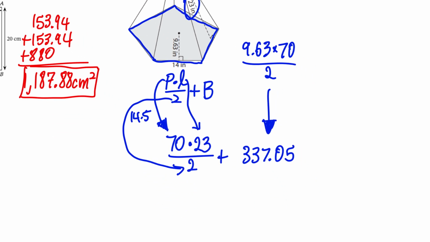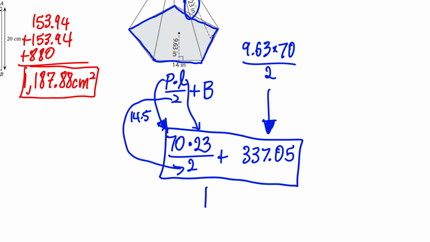Okay, so now I'm just going to type this whole thing right here in my calculator. So 70 times 23 divided by 2 plus 337.05, and that gives me 1,142.05 square inches.